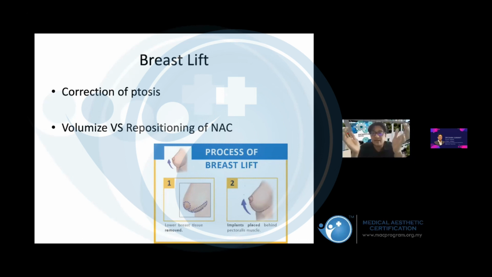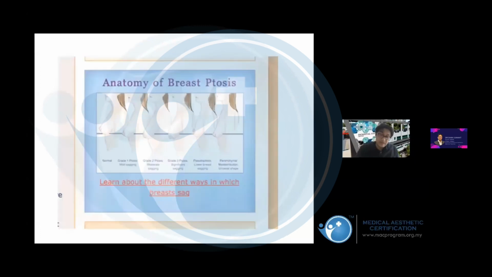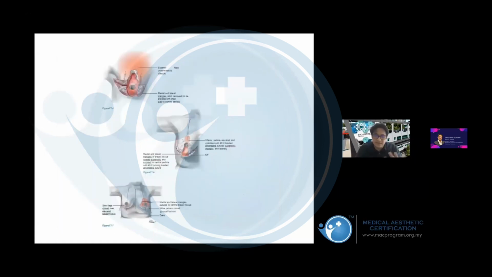Technically, the same principle applies as with a reduction, where essentially you're just lifting the nipple areolar complex. But with reduction, we're also removing breast tissue. With breast lift, we are just lifting up or volumizing the breast. There are various classifications of ptosis, and each different one may require different procedures. All right, so again, I won't go into detail.